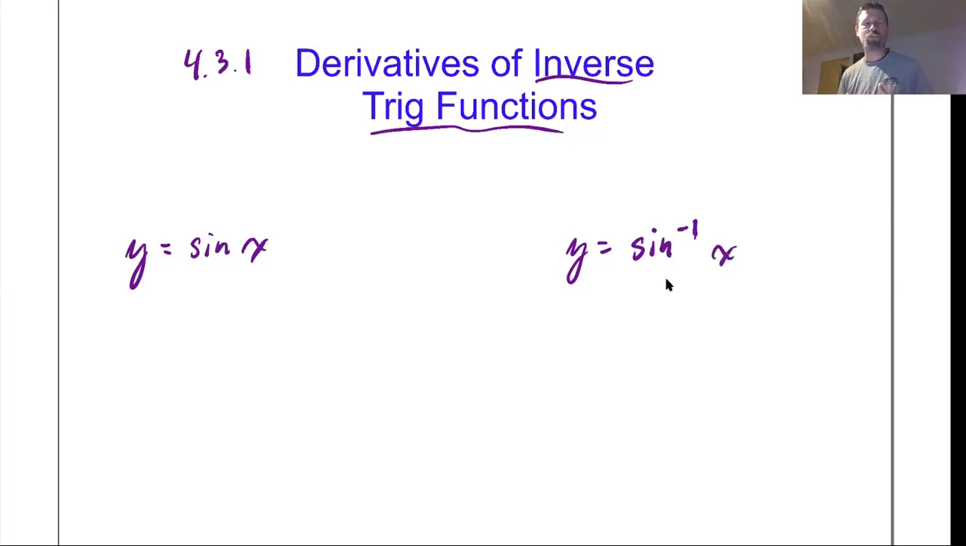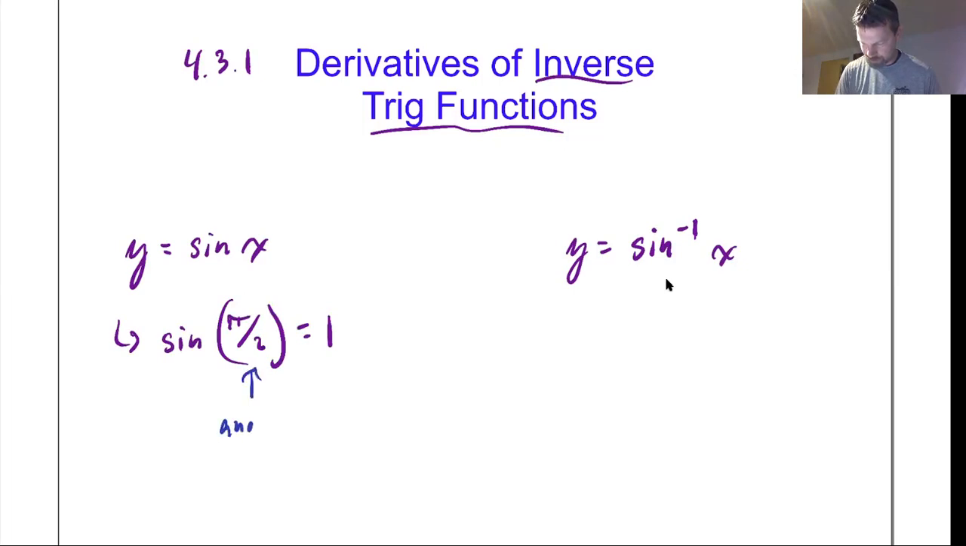So with trig functions, you put in some angle and get out a number. For instance, if I have the sine of pi over 2, that's equal to 1. So with a regular trig function, your input is some angle and your output is some number.